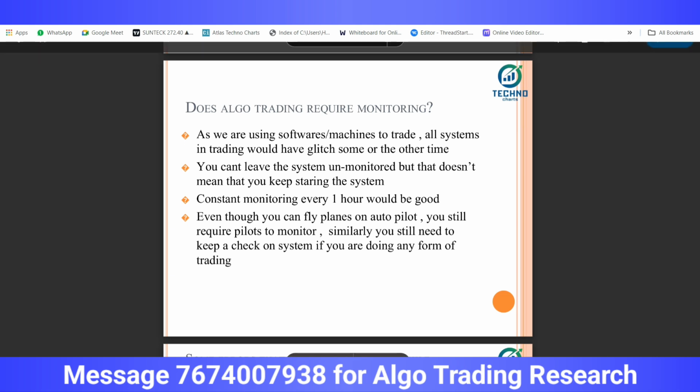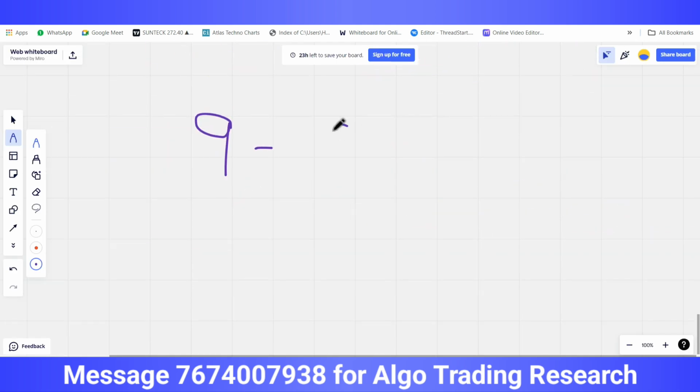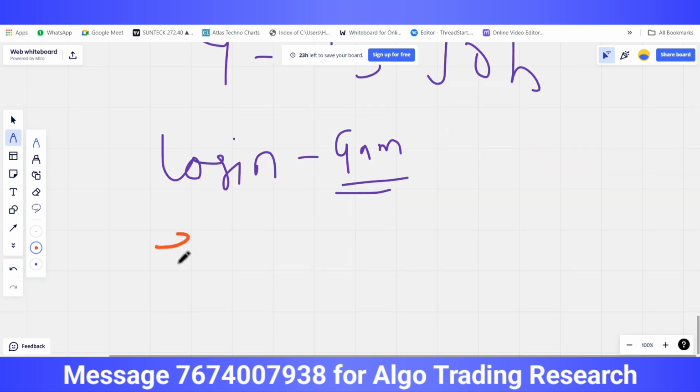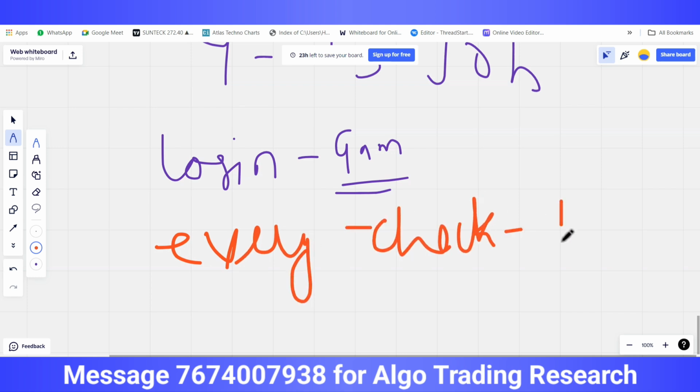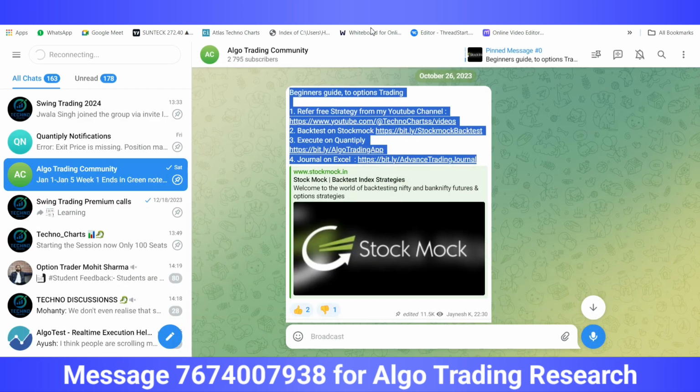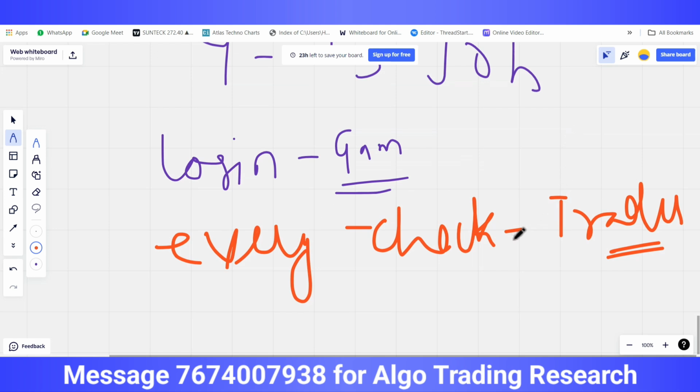Let's say that you are a working professional having a 9 to 5 job. Once you log in in the morning at 9 a.m. and you are heading out to office, all you have to do is every 1 hour check the trades, whether all of the trades are going fine or not. And if there is any kind of error, you just have to log in and solve that error.